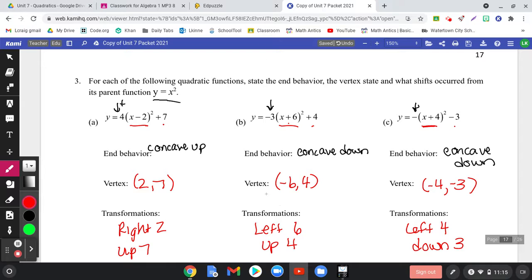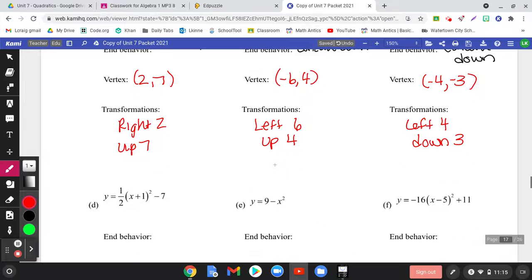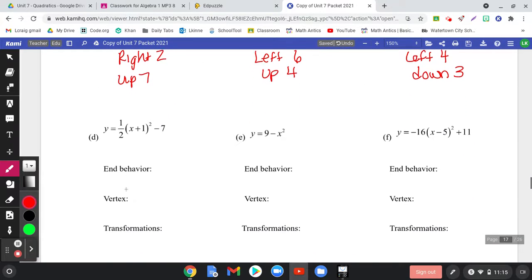But again, if you can identify the vertex using your calculator or any other means, then you can use your calculator to help you and just count and see how the vertex shifted from 0, 0. Okay, with this one, it's positive. If you want to try these on your own, you can. The end behavior is going to be open up, concave up. This one's in a different form. Y equals, it's not in standard form, so we got to do negative x squared plus 9. So it's actually going to open down. And then this one's negative, so it's going to open down as well.